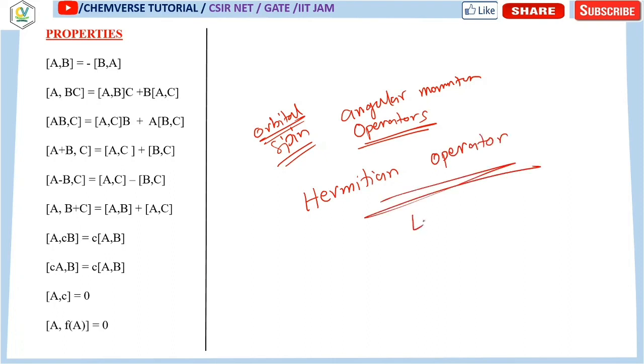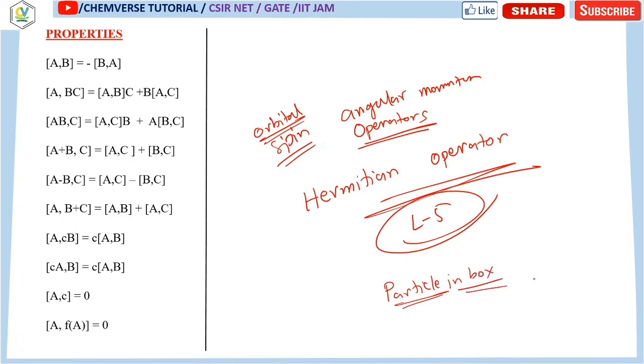So lecture number 5 will be based on these operators. After completing lecture number 5, we will move on to the different systems, like particle in a box, particle in a ring. Then we will go into the SHO, simple harmonic oscillator, and then the hydrogen atom. Up to this, our basic quantum mechanics will be complete. After that we will move on to some other topic.